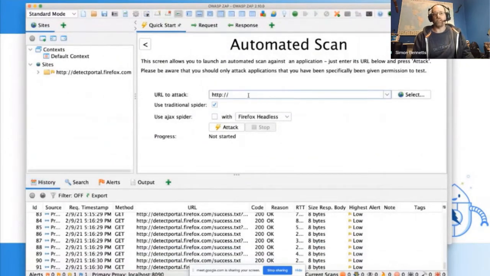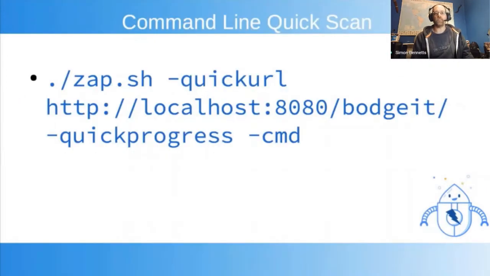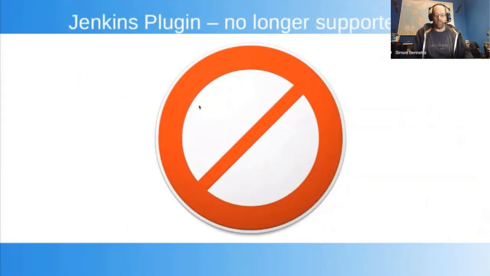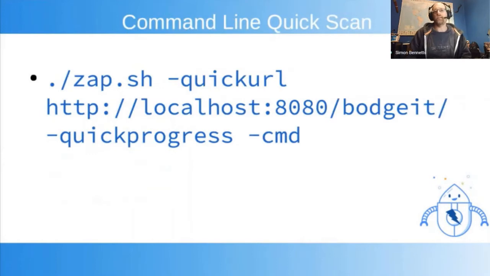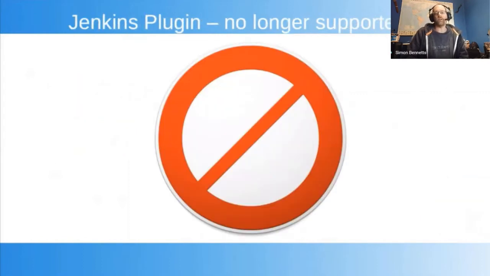So you give the URL to attack, but in this case, from the command line, you've only got the option to use the traditional spider. You don't have the option to use the Ajax spider. And it's for this reason I don't recommend people use this command line option in anger. So I don't recommend that you use the command line quick scan option, because there are so few options. The next one, which you've already seen, is the Jenkins plugin.